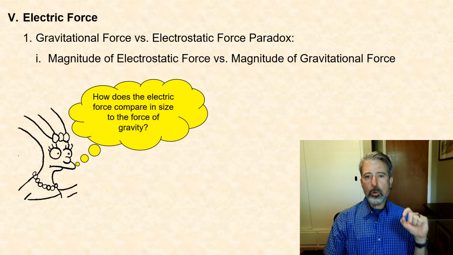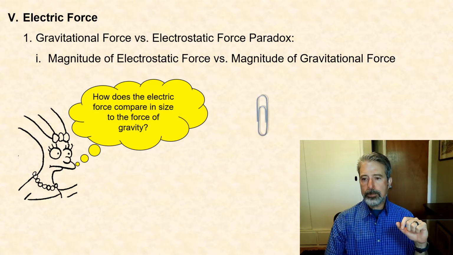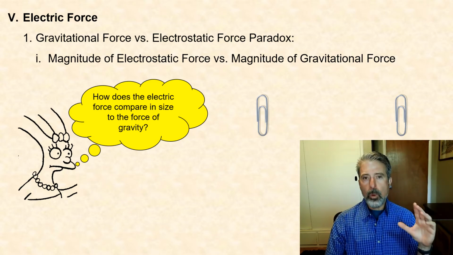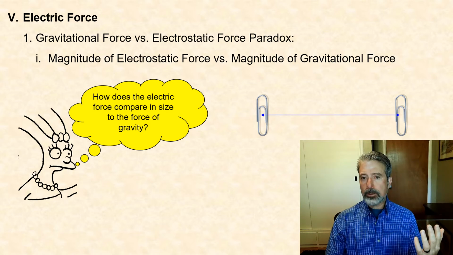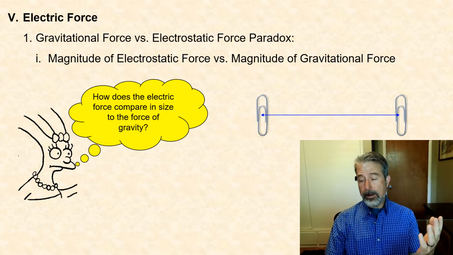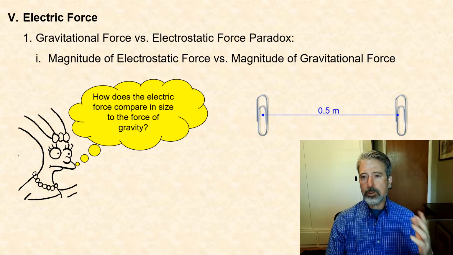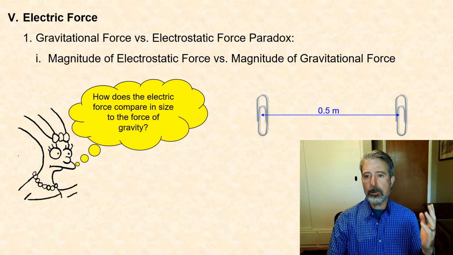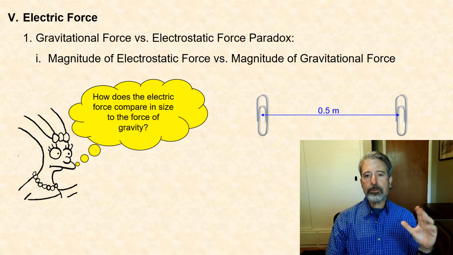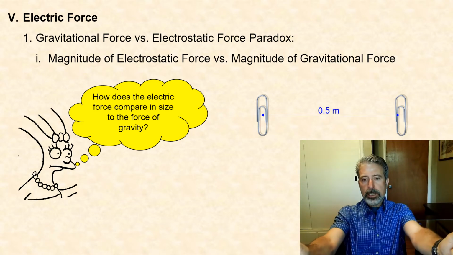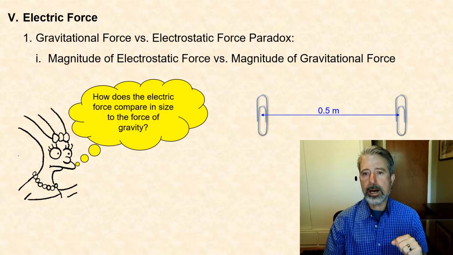Suppose I were to give you two paper clips, each having a mass of about 1 gram, and I ask you to hold these paper clips, one in each hand, about 0.5 meters apart, about half a meter apart. This is roughly the separation distance that you would get by holding them with your arms extended straight out in front of you.